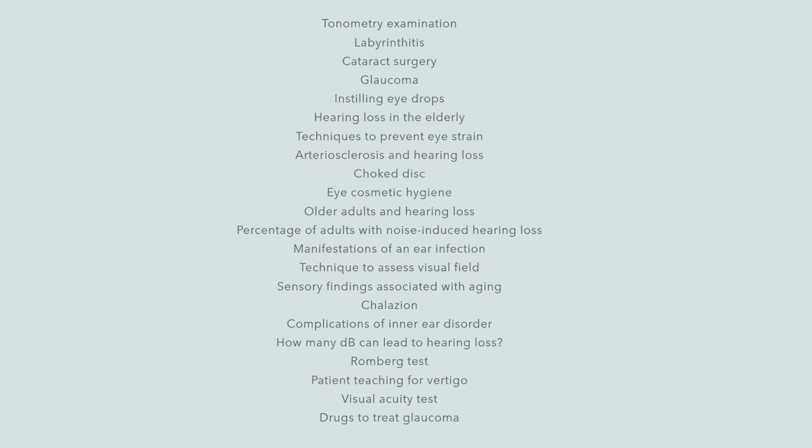How would you perform a Romberg test? See this on page 623. What is the purpose of a visual acuity test? See this on table 25.2, page 591. What classes of drugs are commonly used to treat glaucoma? Just focus on the classes of drugs. Table 25.5, page 606.